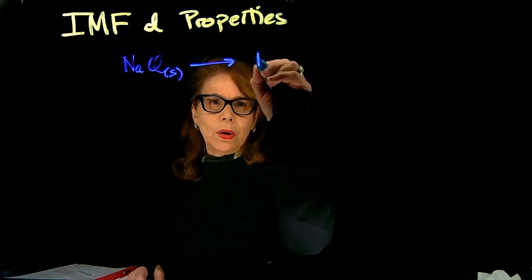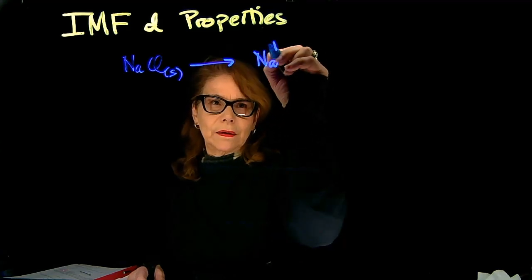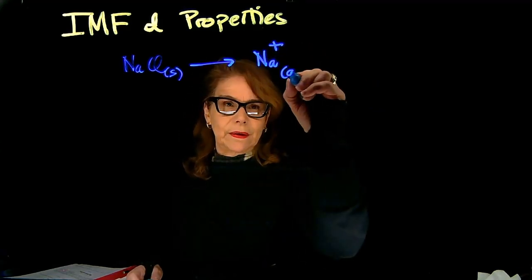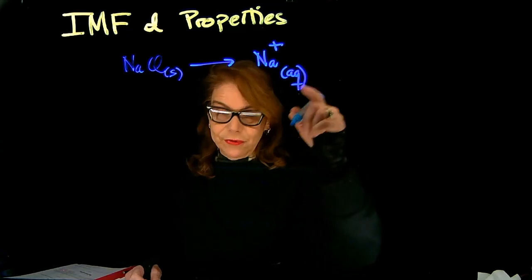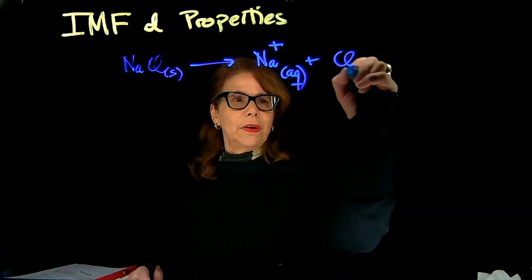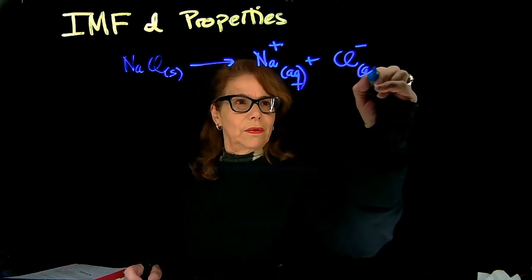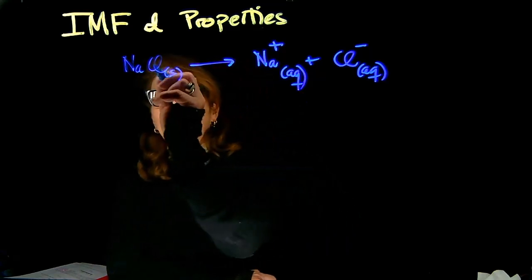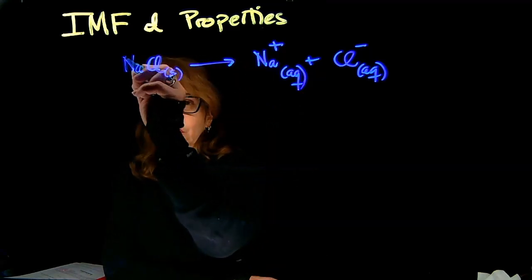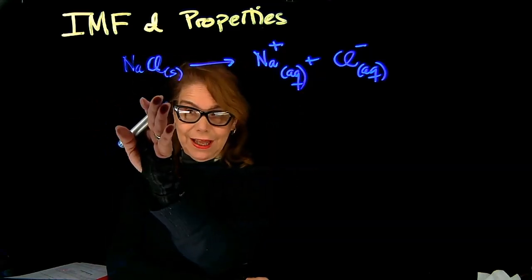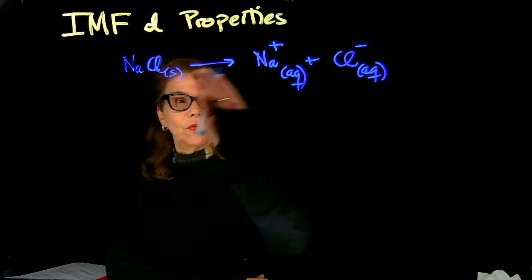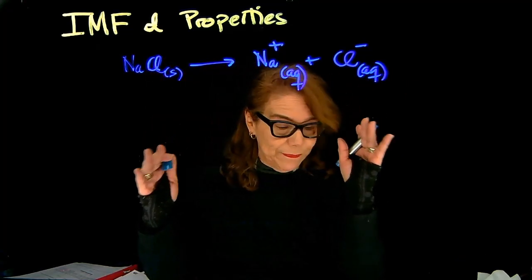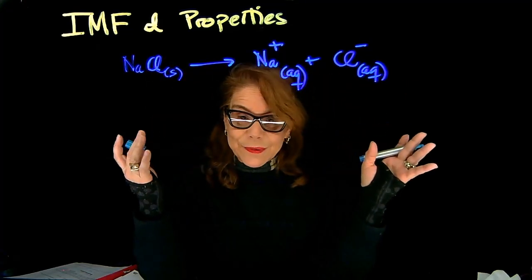This is a solid, and we want to have this. It's going to dissociate this way. This is aqueous, solvated, and you're going to have chloride ions, also aqueous. But this process can be visualized. This is a crystal lattice, and we can do the energetics, the thermodynamics of this.